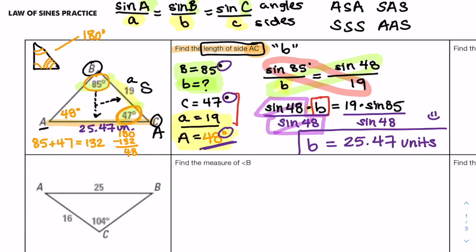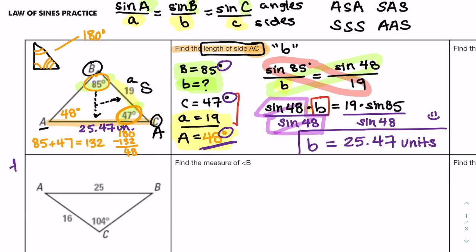All right, in this second segment, I'm going to show you how we would solve for an unknown angle. And to be honest, the process is almost identical using the exact same formula. It's just where the unknown is. So again, we're going to go to our given triangle.